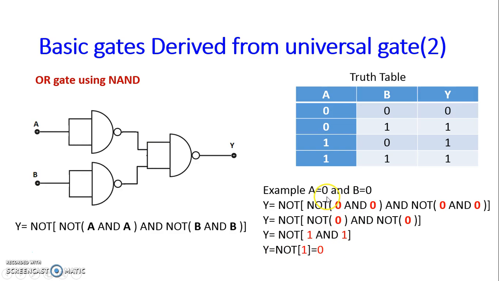That means if I apply A equal to 0 and B equal to 0, my output should be 0, which also verifies the truth table here: A 0, B 0, Y 0. In similar fashion, we can apply the different combinations on A and B, like A is 1, B is 0, B is 1, A is 0, and B is 1 and A is 1, and we can verify the remaining truth table components.